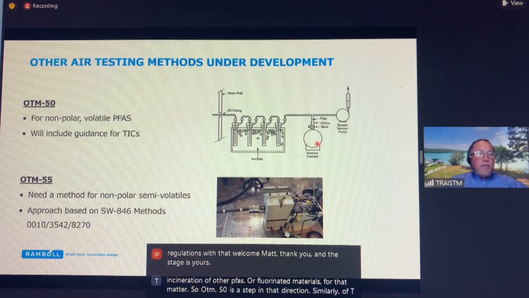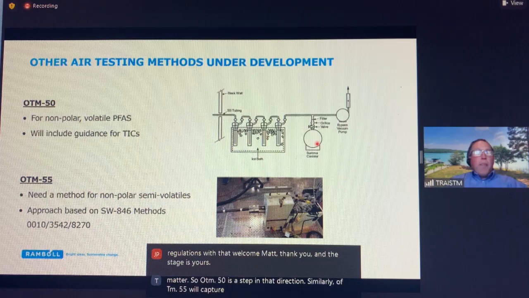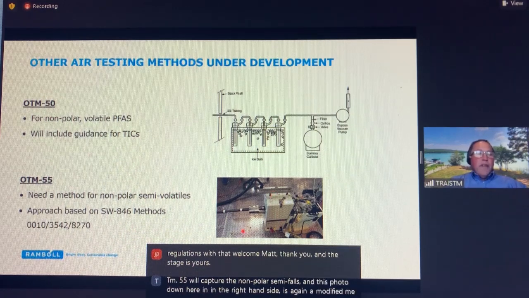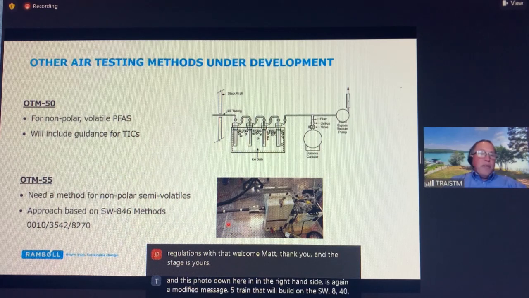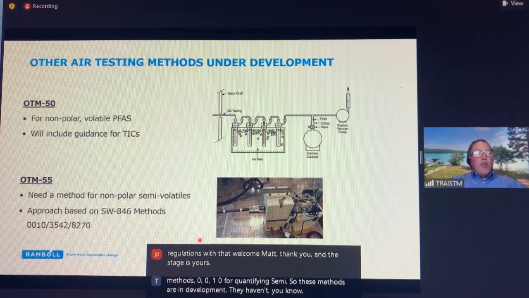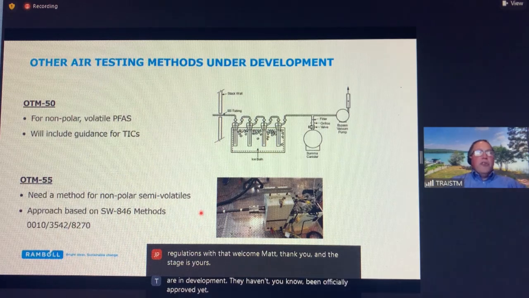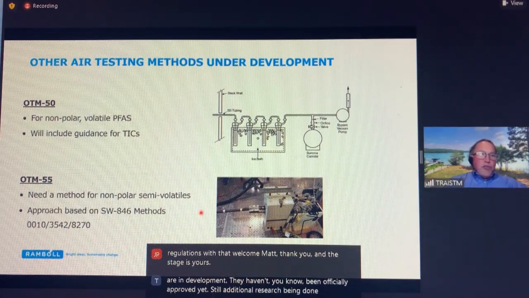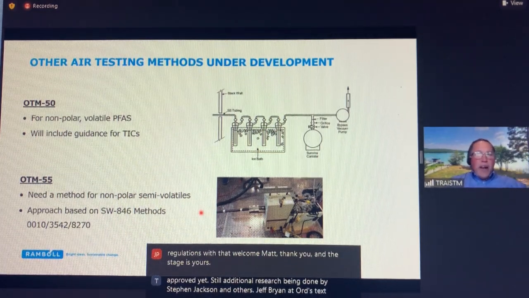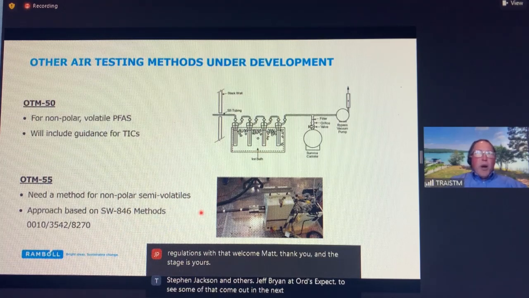Similarly, OTM55 will capture non-polar semi-volatiles. And this photo down here on the right-hand side is, again, a modified Method 5 train that will build on the SW846 Method 0010 for quantifying semi-volatiles. So these methods are in development. They haven't been officially approved yet. There's still additional research being done by Stephen Jackson and others, Jeff Ryan at ORD. So expect to see some of that come out probably later this year or the first part of 2024.